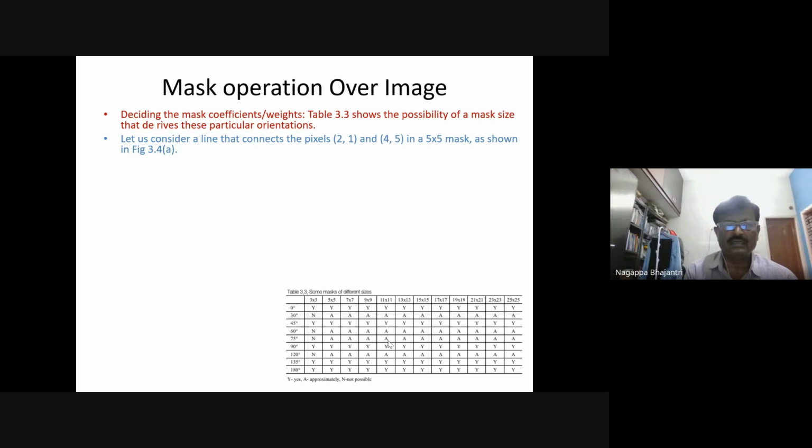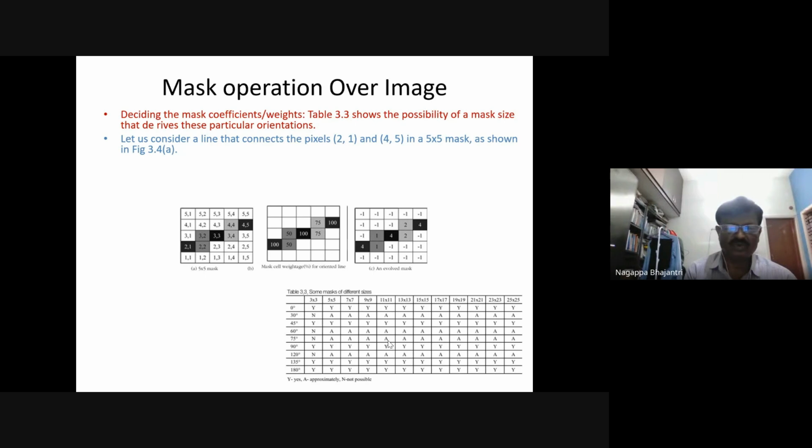Consider here a figure where we find the pixel distance between 2,1 and 4,5 in a 5 cross 5 mask. Here we have the weightage approximately computed, and this line passes through these coordinates, right? So we can say approximately it is some 30 degree, sorry, 45 degree. This orientation line is approximately less than 45 degree.